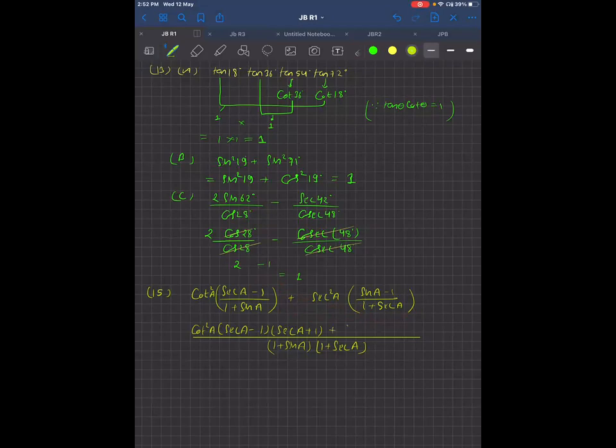Okay, then plus sec square A, which we already have, and sin A minus 1. Now next, this will multiply to this side, 1 plus sin A, or sin A plus 1, both are the same. Now actually see, sec A minus 1 and sec A plus 1 is of the form A minus B into A plus B, it will be A square minus B square.